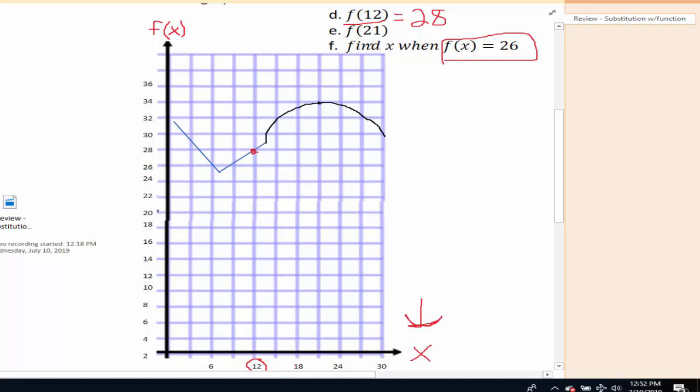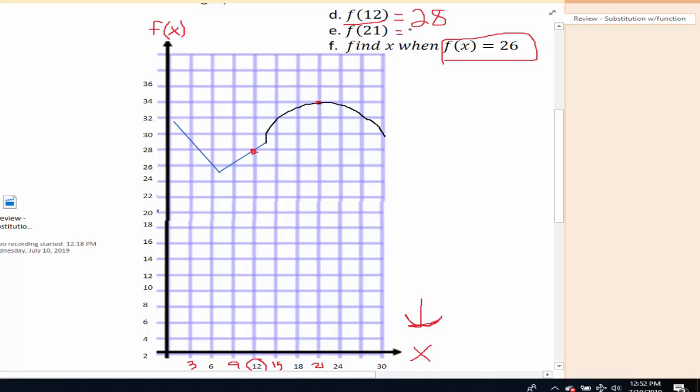And then we have another one, f of 21. So we're going to go to 21. Now this one I had to estimate. So I kind of have to look at this. What am I counting by? Well, technically I'm counting by 3. I've just skipped every other one. So we really have 3, 6, 9, 12, 15, 18, and 21. And then we go up at 21, right here. We go over to our output, and it's 34.